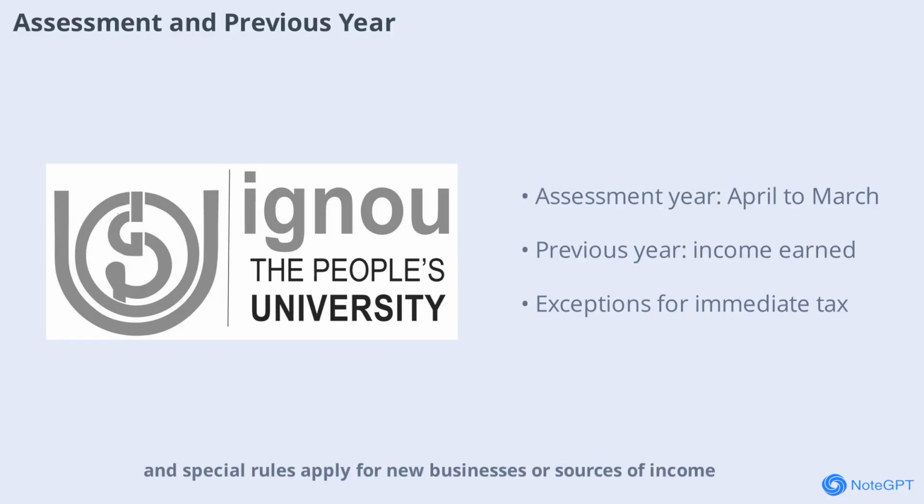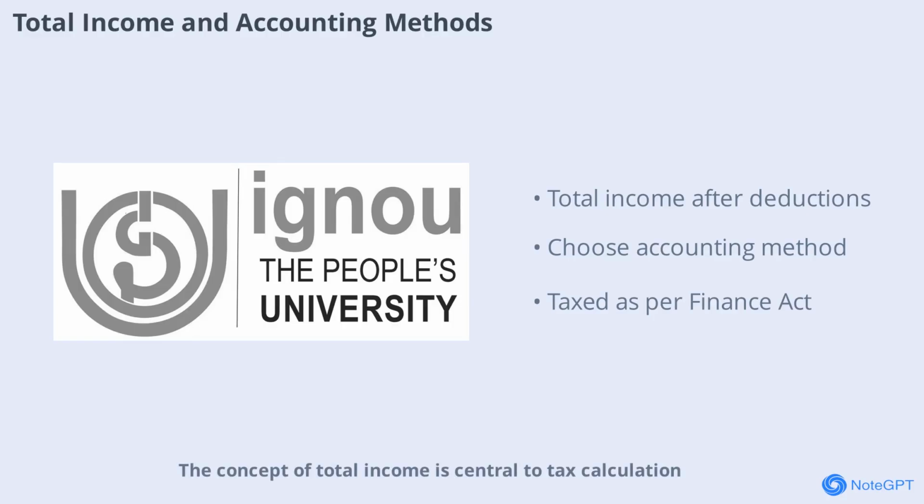or sources of income. The concept of total income is central to tax calculation. Total income is the sum of all taxable income under various heads, after allowing for deductions such as insurance premiums or provident fund contributions. The method of accounting, cash, accrual or a mix, determines how income and expenses are recognized. The Income Tax Act allows taxpayers to choose their accounting method, but changes require approval from the assessing officer to prevent manipulation. Once gross total income is calculated, deductions are applied to arrive at the total income, which is then taxed according to the rates set in the Finance Act. This structured approach ensures fairness and consistency in tax administration.